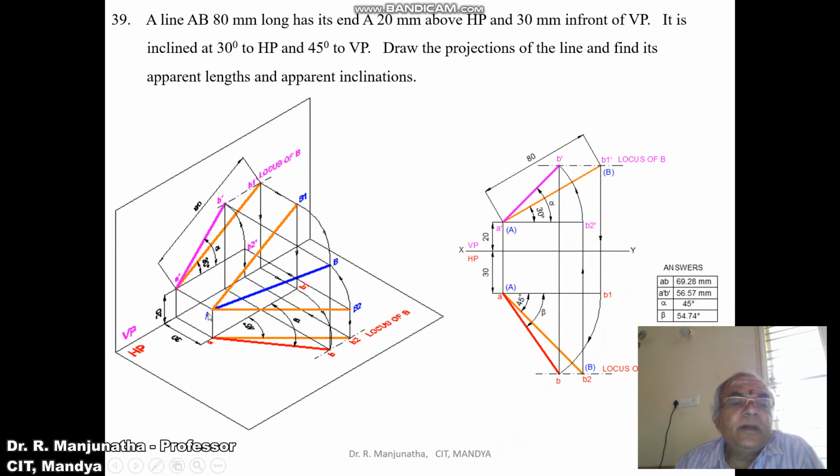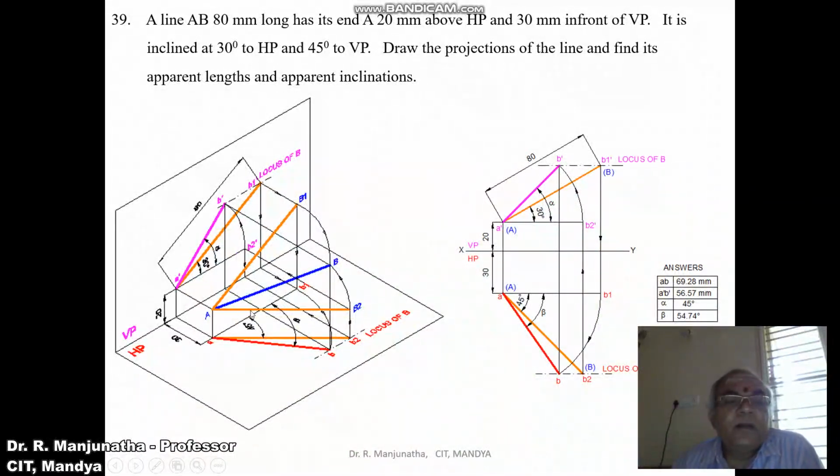I will repeat. With A as center, you take capital AB1 as the radius. You rotate this line such that B1 will be on the locus of B in space. So that you are going to get this point here. When you are rotating this in space, obviously the image of this AB1 has been rotated such that it cuts the locus of B in the top view. Then join A to B with a dark line. You are going to get this apparent length in the top view, and the inclination made by that will be the apparent inclination.